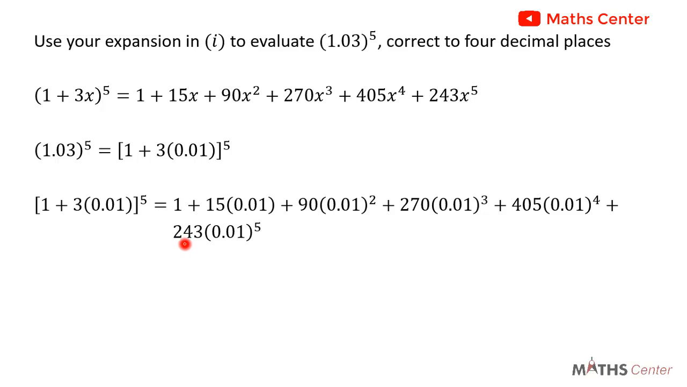When you evaluate this and you correct your answer to 4 decimal places, you are going to have 1.1593. So using the expansion of 1 plus 3x exponent 5, 1.03 exponent 5 corrected to 4 decimal places will be 1.1593. Let's look at the next question.